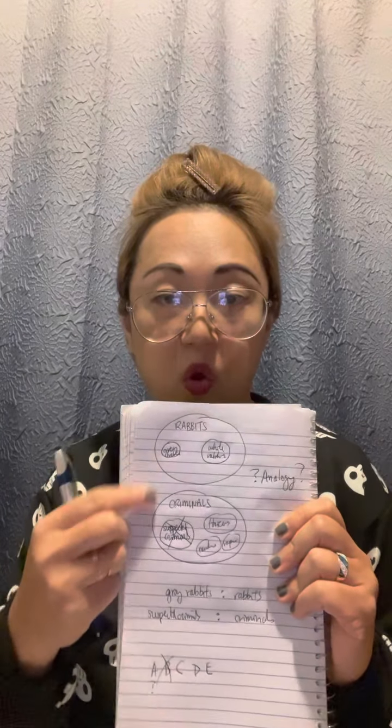Okay, next. C states the relationship between being a gray rabbit and being a rabbit is not the same kind as that between being a suspected criminal and being a criminal. That sounds like it makes the most sense. It is exactly what we have drawn in these diagrams.